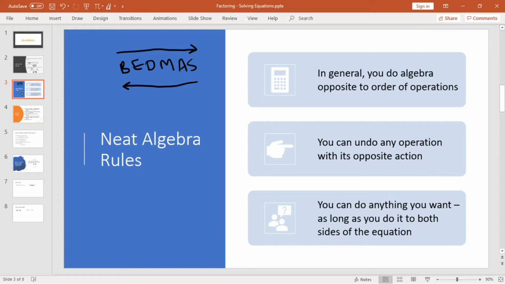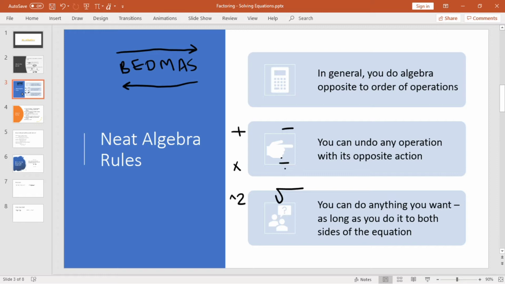You can undo any operation with its opposite action. So if I have addition, I can undo that addition with subtraction, and vice versa. And likewise, if I have multiplication, I can undo multiplication with division, and vice versa. And it goes all the way up to if I have a power of 2, I can undo that with a square root, so on and so forth.